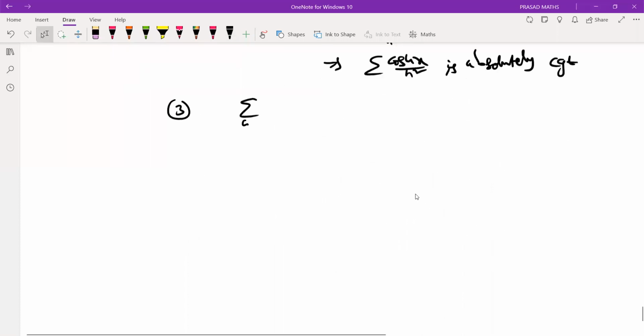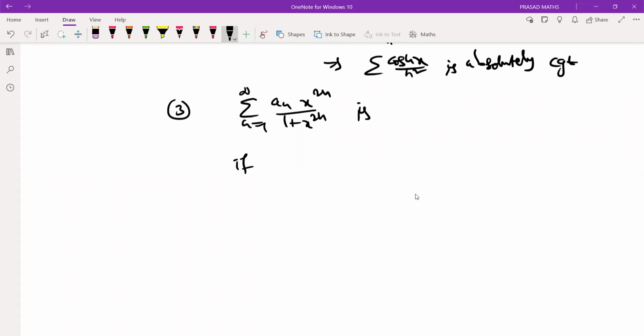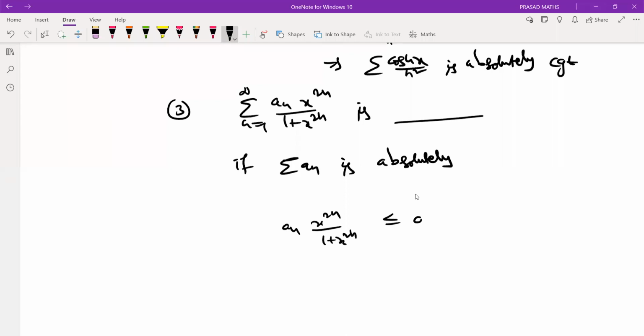Suppose you are given a question. For example, you can take the summation n equals 1 to infinity of An into x power 2n by 1 plus x power 2n, if An is absolutely convergent. So when this is absolutely convergent, this An into x power 2n by 1 plus x power 2n is always less than or equal to An into 1, because x power 2n by 1 plus x power 2n is always less than or equal to 1, bounded by 1, right? It is positive and of course bounded by 1, right?